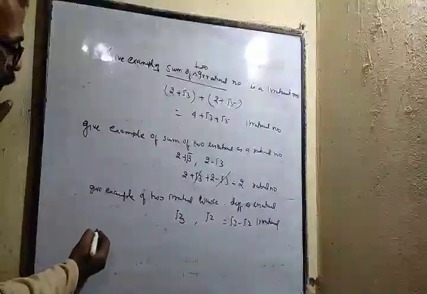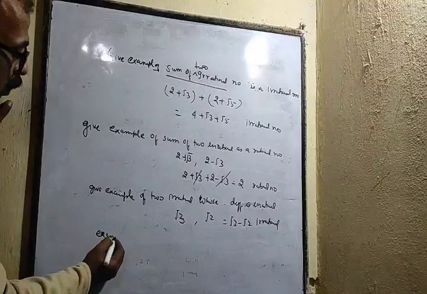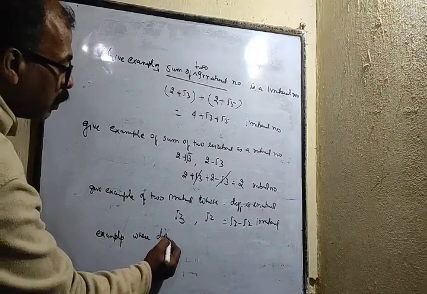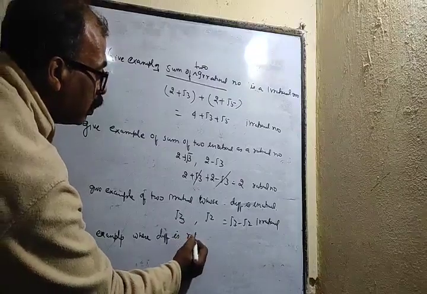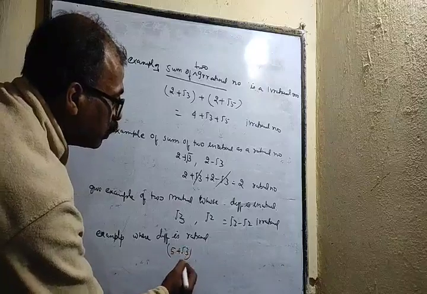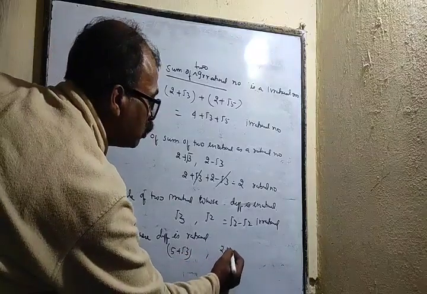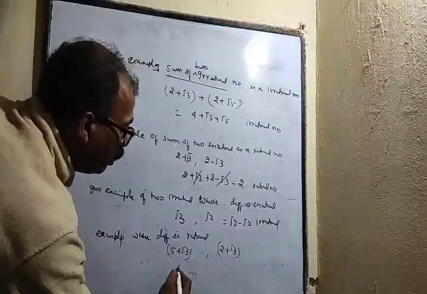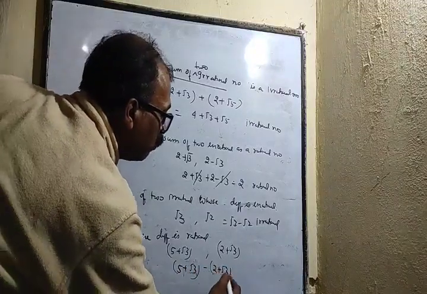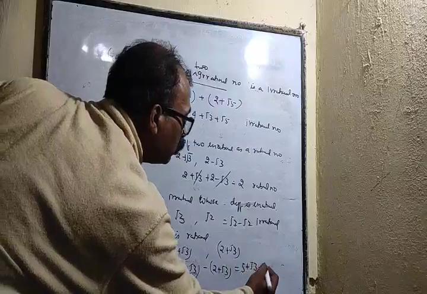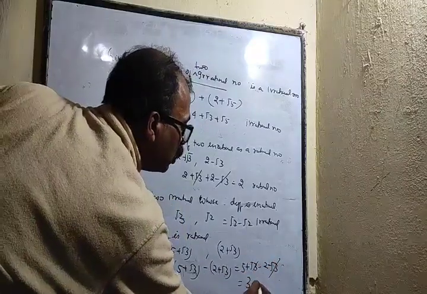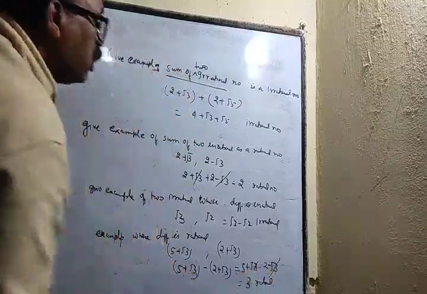Maybe it is like an example where the difference is rational. So take one example as 5 plus root 3 and another as 2 plus root 3. And when you are subtracting, 5 plus root 3 minus (2 plus root 3) will give the result as 5 plus root 3 minus 2 minus root 3. So this will be cancelled. 5 minus 2 is 3. It is rational. Some more examples we will see.